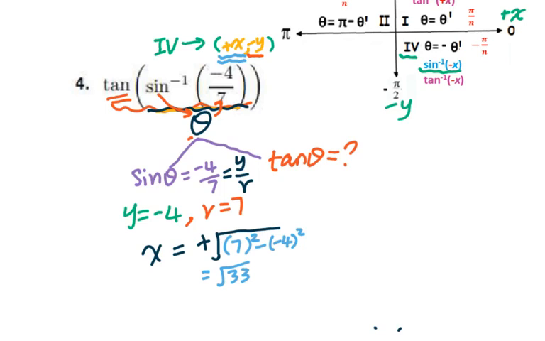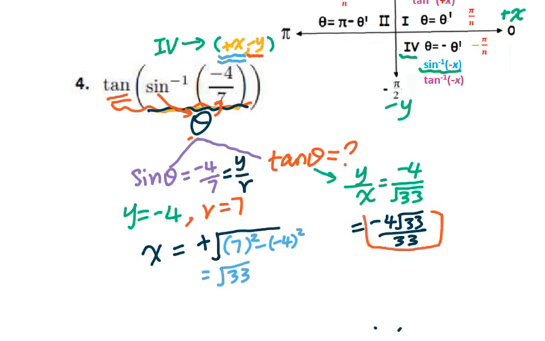It's positive square root of 33. Now we go to tangent theta. Tangent theta, we know that it's y over x. Y will be negative 4 square root of 33. We simplify. You will get negative 4 square root of 33 over 33. This will be the solution for number 4. Negative 4 square root of 33 over 33.